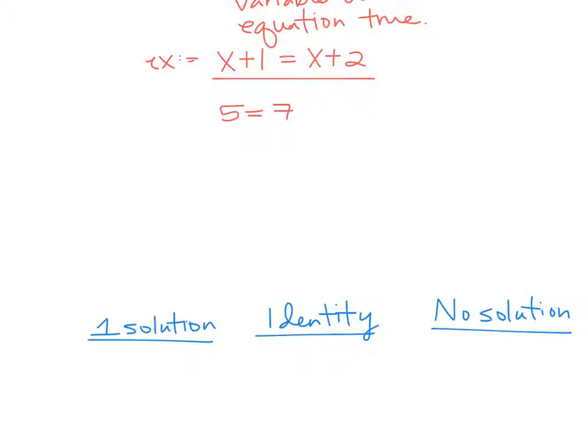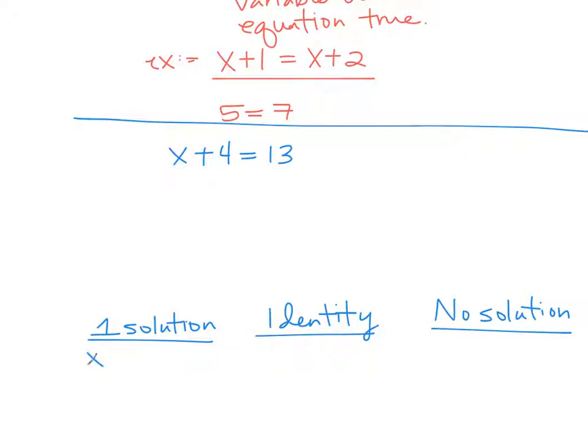Okay, so let's say I give you x plus 4 equals 13. If I'm going to take that equation, x plus 4 equals 13, am I going to get one solution, an identity, or no solution from that? One solution, because when you solve it, you're going to get x equals 9, right? X equals 9 is one solution. So if you get x plus 4 equals 13, you're going to get one solution.